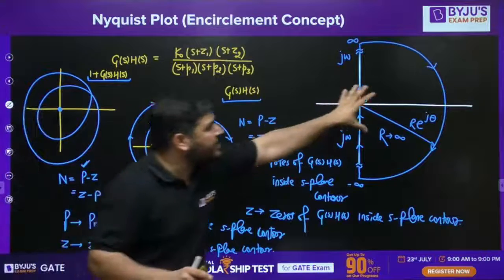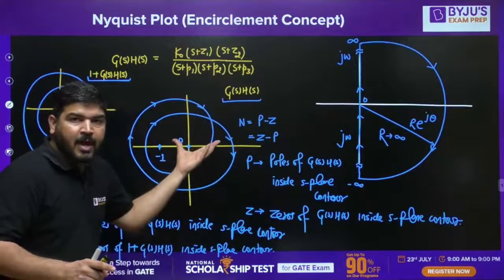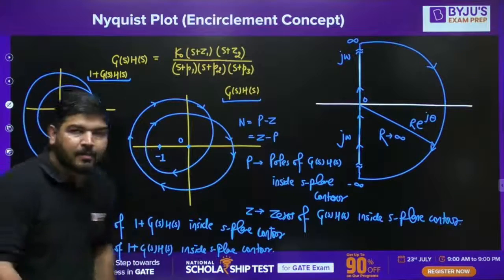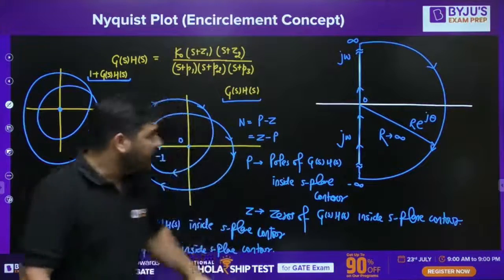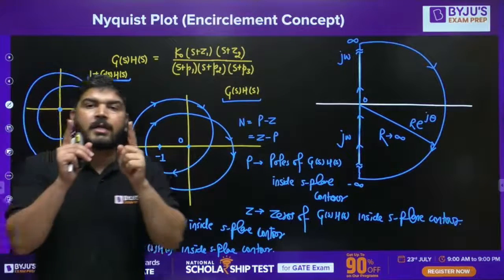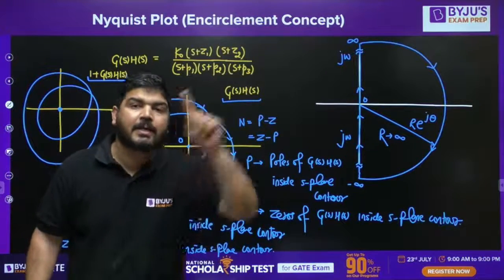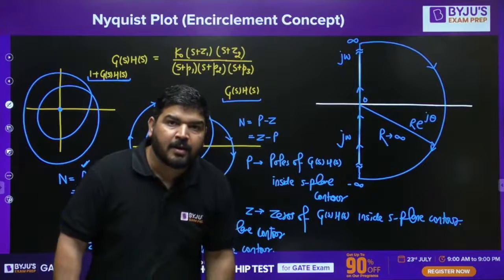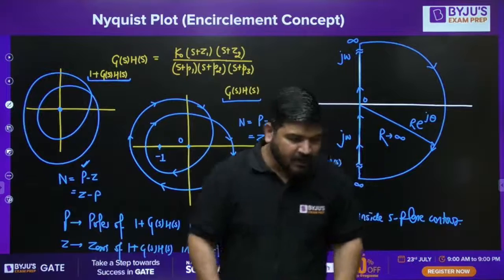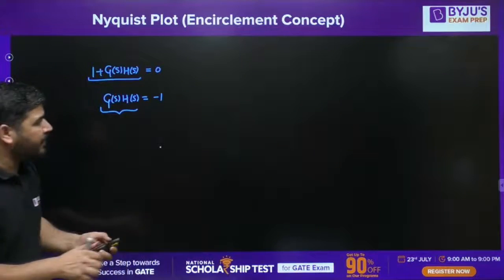If you are mapping this S-plane contour into G(s)H(s), and you are looking at the encirclement of -1, what does it mean? It means that the encirclement will be P minus Z, where P and Z are the poles and zeros of 1 plus G(s)H(s) inside this S-plane contour. Okay, it has to be clear in your mind. Let me tell you once again.